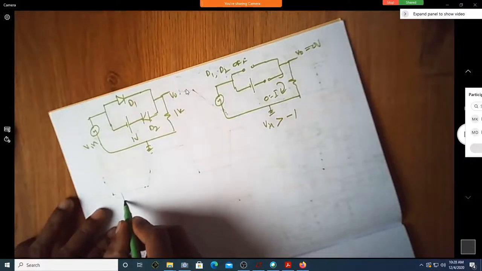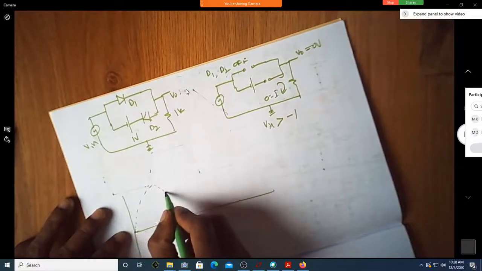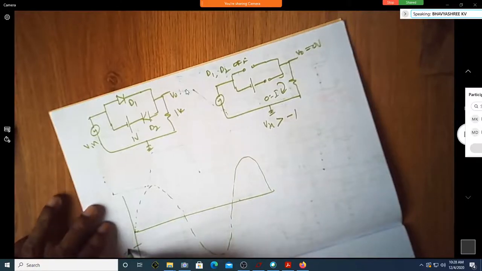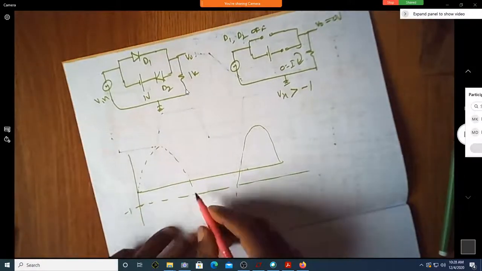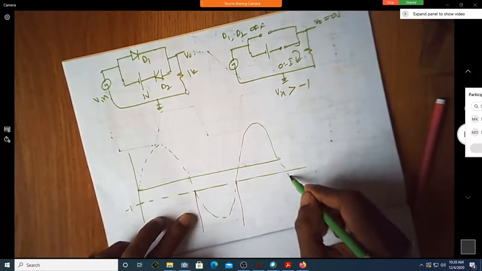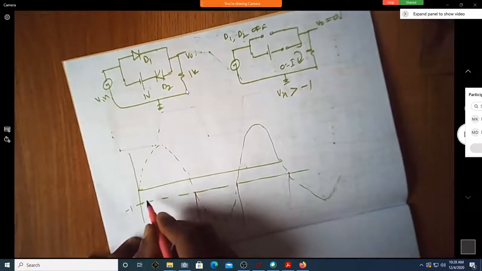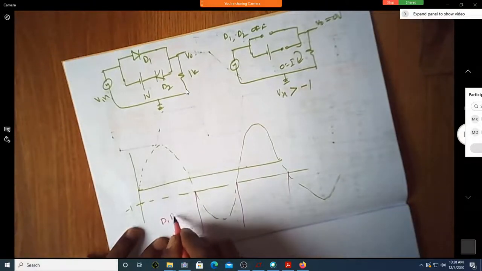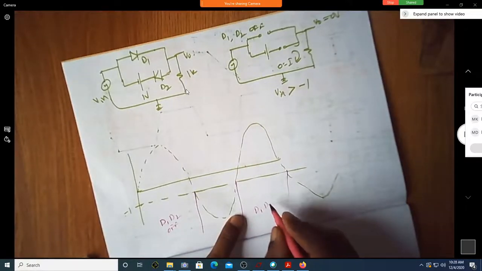Meaning, if I write this as my input waveform, this is my input waveform here. So this is -1 volt. I will write the reference here. This is that intersection point, and suppose if it goes down here, this is again the intersection. So this is input voltage beyond -1. This is the case where D1, D2 both off. This is now D1, D2.